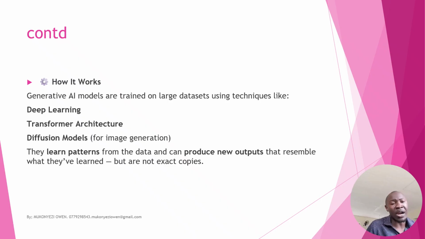How do they work? Generative AI models are trained on large data sets using techniques like deep learning, transformer architecture, and diffusion models for image generation. They learn patterns from the data and can produce new outputs that resemble what they have learned but are not exact copies. Okay? So what they have learned, they can use that very knowledge to produce new outputs that resemble what they have learned, but of course not the exact copies.